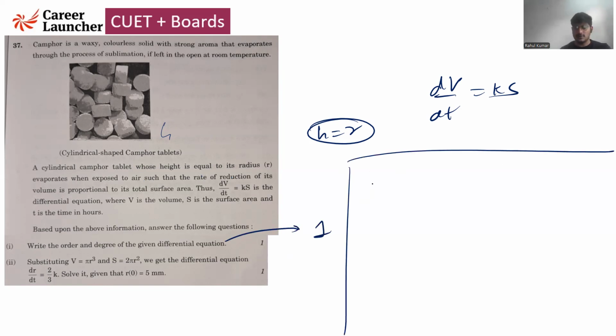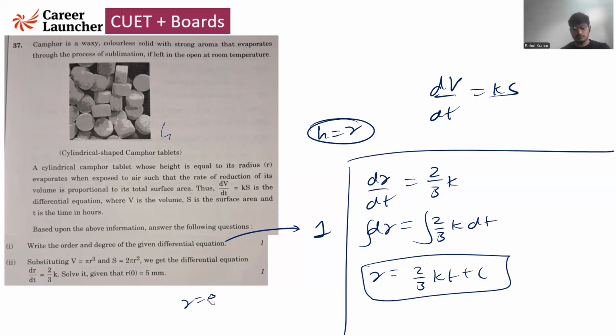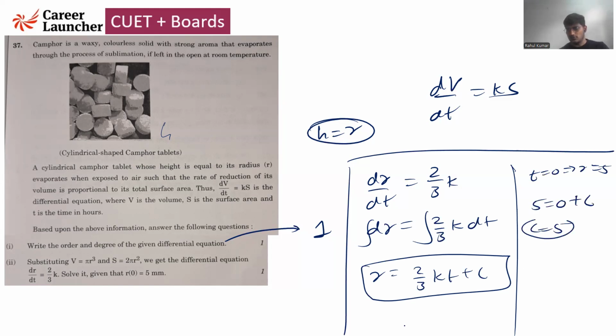Now the given differential is 2 by 3k, so dr is equal to 2 by 3k dt. When you integrate this, you'll get r is equal to 2 by 3 kt plus capital C. Now when t is equal to 0, r is equal to 5. So 5 is equal to 0 plus C, so the value of C is 5. When you substitute it here, you'll get the value of r as 2 by 3 kt plus 5.